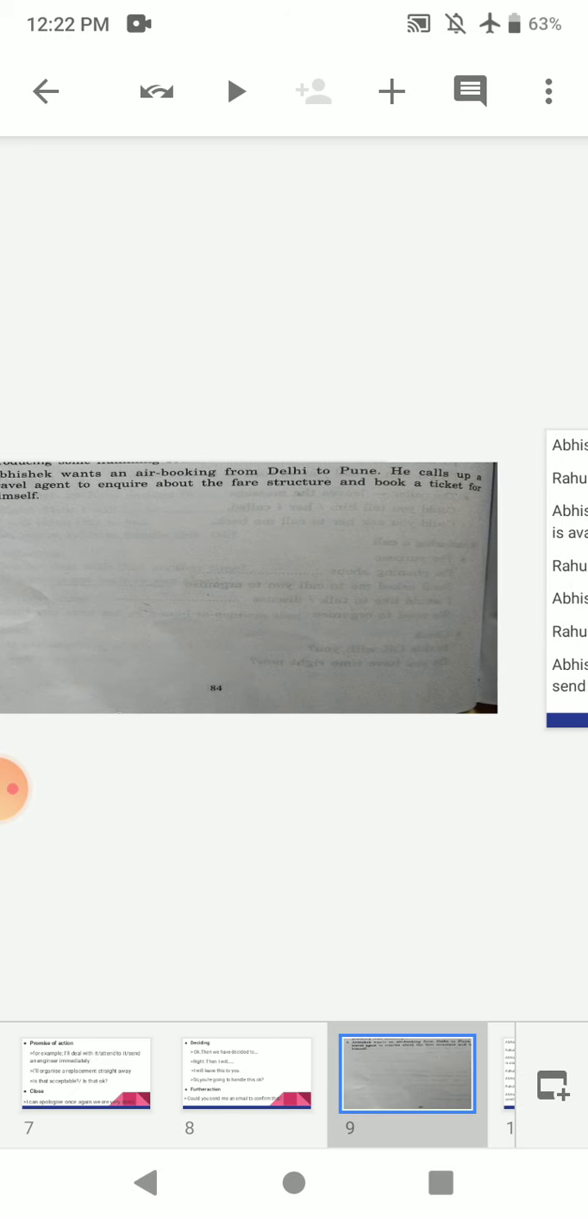This is from your book. I clicked a photo of it and pasted it here. Abhishek wants an air booking from Delhi to Pune. He calls up a travel agent to inquire about the fare structure and book a ticket for himself. So Abhishek is going to Pune from Delhi, and he wants an air ticket, and also he wants to know about the fare structure. So the conversation will be regarding the air ticket and fare.